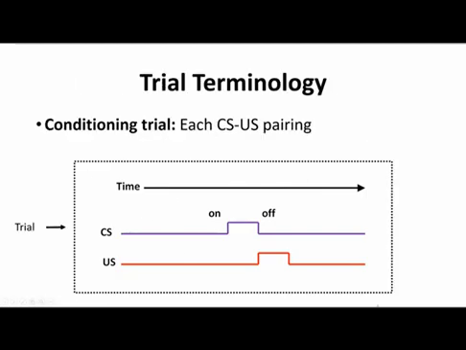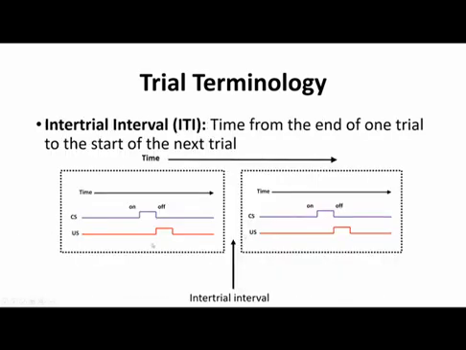And so like I said, this whole thing is considered a single trial because it's one presentation of our conditioned stimulus and our unconditioned stimulus. So we can call it a conditioning trial or just a trial. And normally we're going to repeat these multiple times to form that association between the conditioned and unconditioned stimulus. So here we have two trials, and the space or the gap in between our trials, the amount of time from the end of one trial to the start of the next trial, is called our intertrial interval. So that's that gap in between our two distinctive trials.